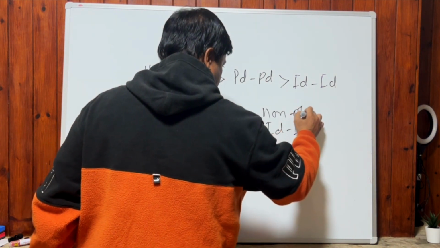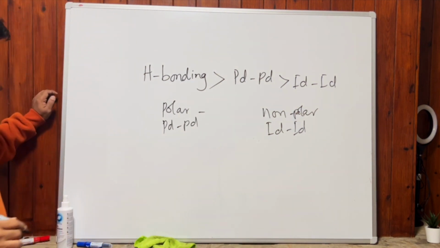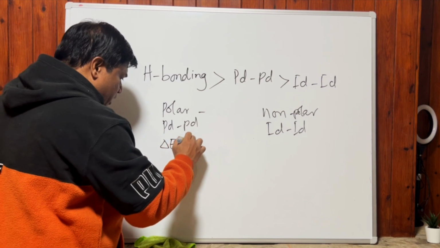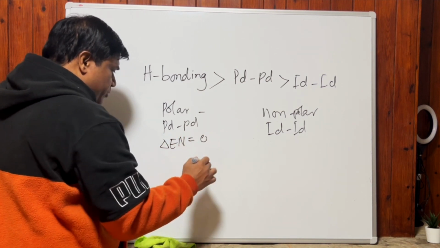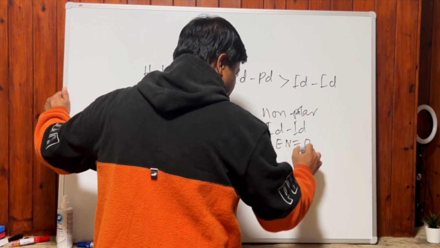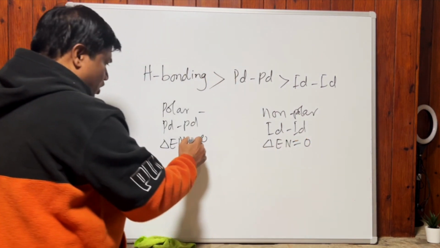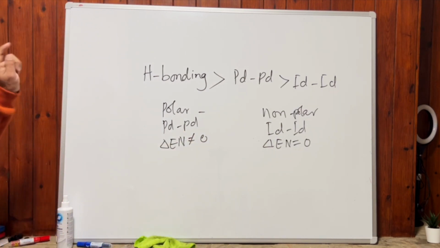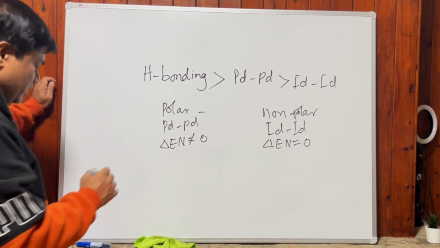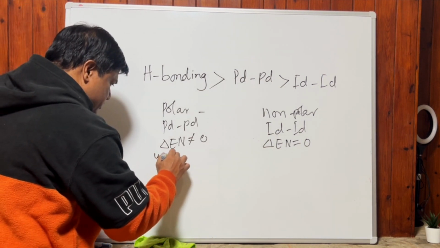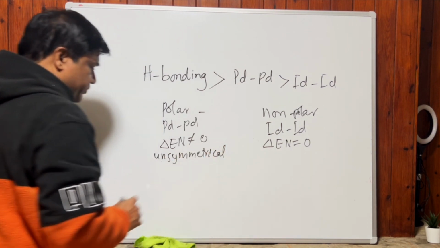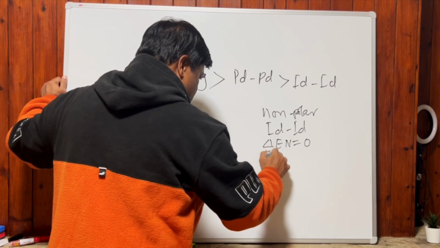Non-polar. Polar: there is a difference in electronegativity, the electronegativity difference is not equal to 0. For non-polar, the difference in electronegativity is equal to 0. One more thing, if the molecule is unsymmetrical, it is polar. If the molecule is symmetrical, it is non-polar.